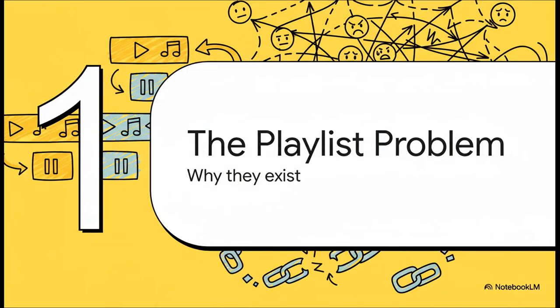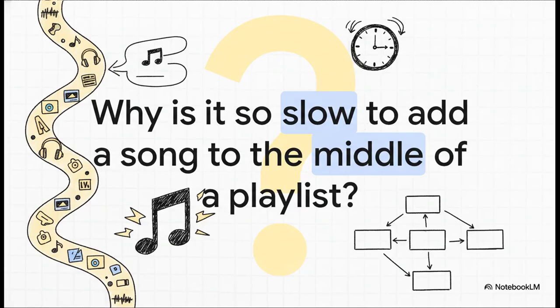To really get why we even need linked lists in the first place, let's start with a problem that you've probably run into without even knowing it. Picture this. You've got this huge playlist, right? Hundreds of songs, all perfectly ordered. You find this amazing new track and you want to slide it in right at, say, position number 50. But for some reason, your computer just seems to hang for a second. Why does it take so long to do something so simple?